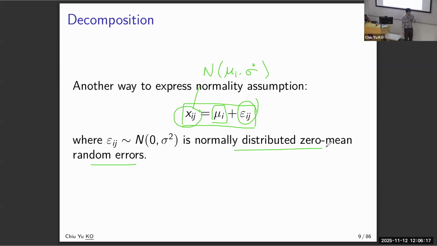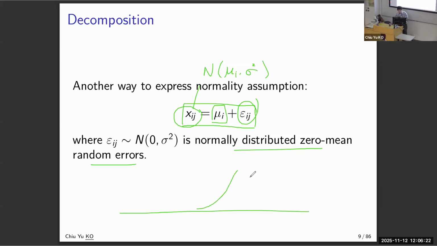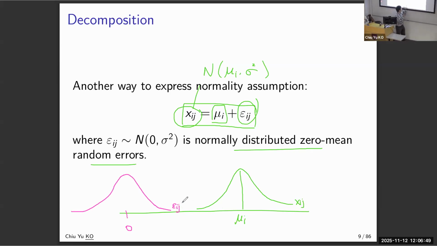What does that mean? It means the following. So we have x_ij with mean mu_i here. I can not consider this, but rather we can go to 0 and it's the same thing. This is called mu_i plus epsilon_ij. They have the same shape, and you move the mu a little bit, which gives you this one.